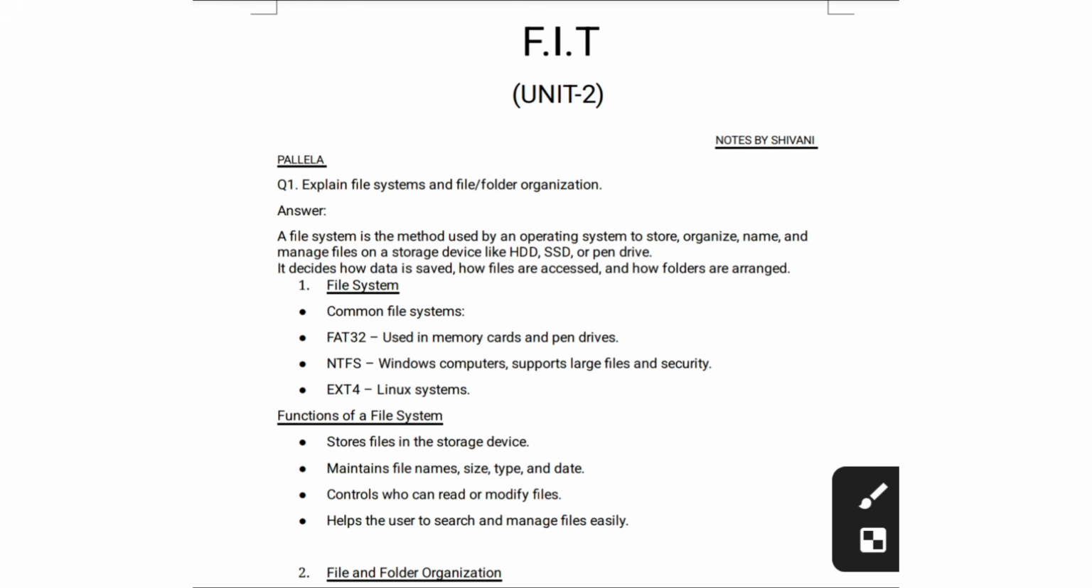Clear? So first you have the file system. Common file systems are FAT32, which is used for memory cards and pen drives. NTFS is used for Windows computers or large kinds of data; if you want to store it in a database, NTFS will be useful. And ext4 is useful for Linux systems. These are the major file systems in use.